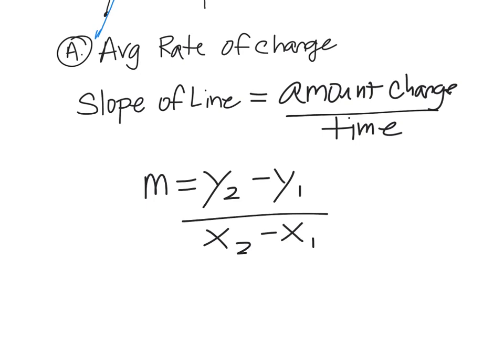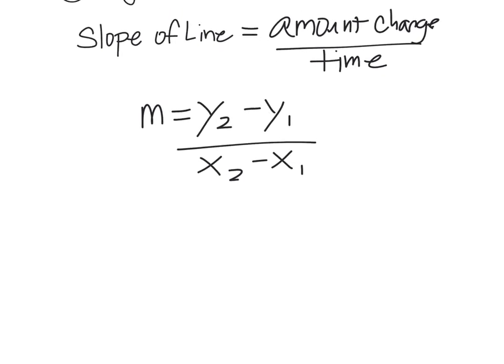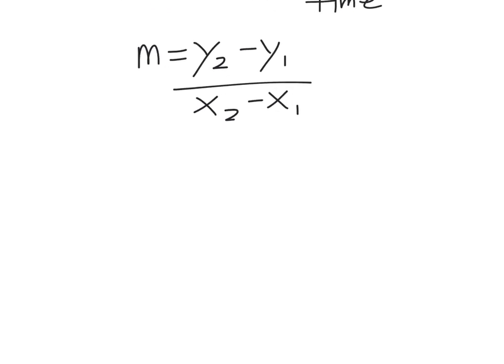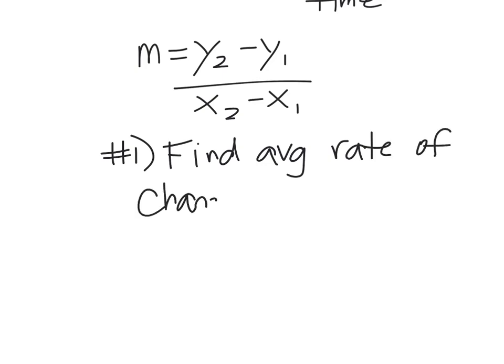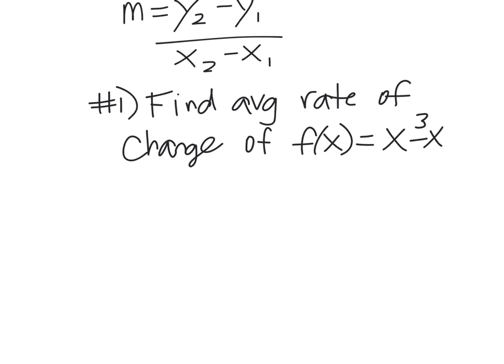So let's do a problem here. Now, slopes of lines are always constant. If I graph the line y equals 2x plus 1, its slope is 2. Its rate of change is 2, rise over run, right? But something like this, number 1. If I want to find the average rate of change of something that has a curve to it, something like f of x equals x cubed minus x, find the average rate of change over the interval from 1 to 3.